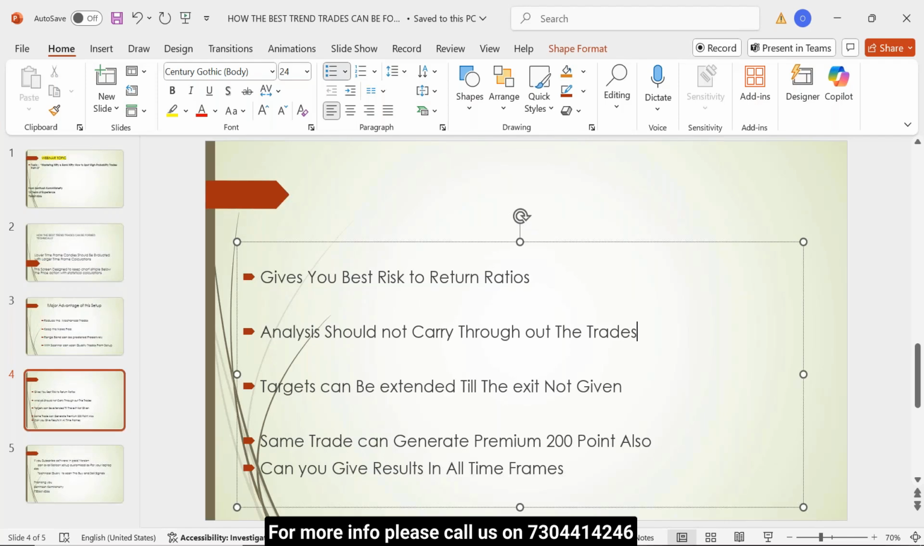Second is what mathematics we are using to identify the stroke. When you identify a stroke with a lesser frequency and lesser success rate, the mathematics will automatically have a lot of friction of trades.